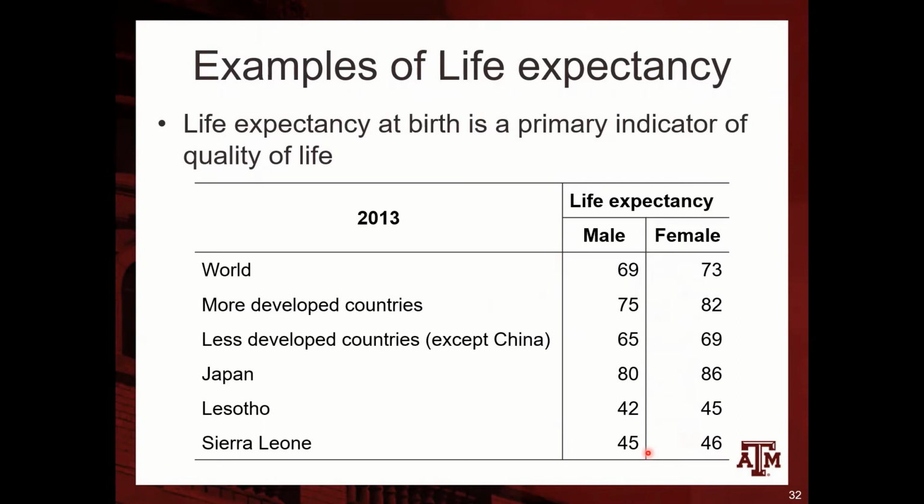In the world, the male life expectancy was around 69 years in 2013 and 73 for women. In more developed countries, it is higher, and in less developed countries, except China, lower than the world average. And just to show some extremes, Japan with really high life expectancies at birth, Lesotho and Sierra Leone, really low levels of life expectancy, which means really high levels of mortality.